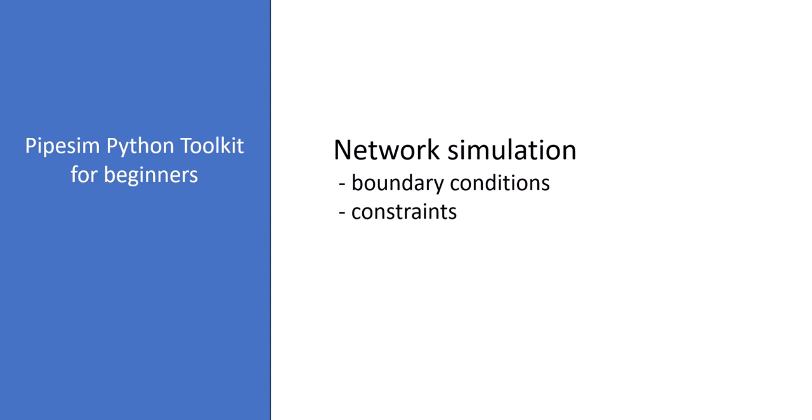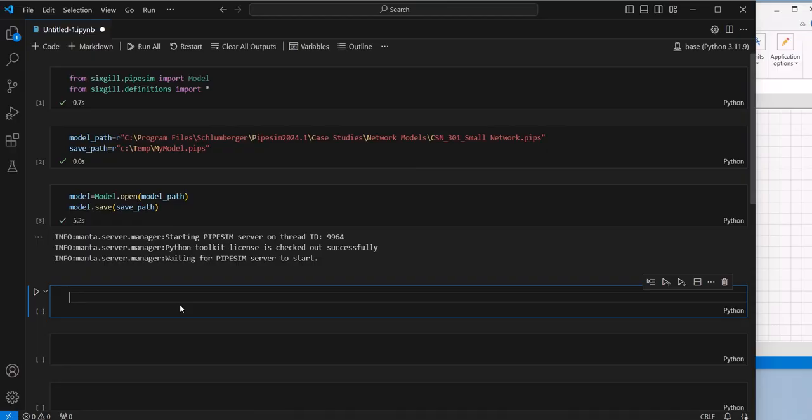In this video, I'll show you how to work with boundary conditions for network simulation tasks and how to set up network constraints. Let's start from the simple code. For this video, I use the model CSN301 small network, which is located in Case Studies Network Models. I opened this model in my session and saved it in the temporary folder.